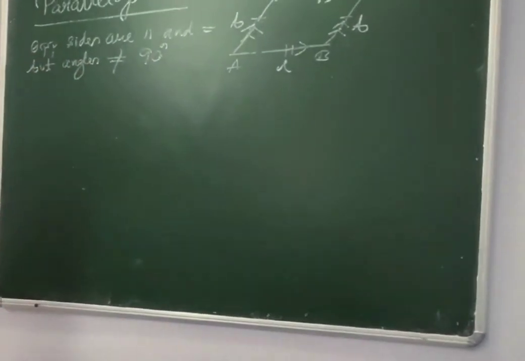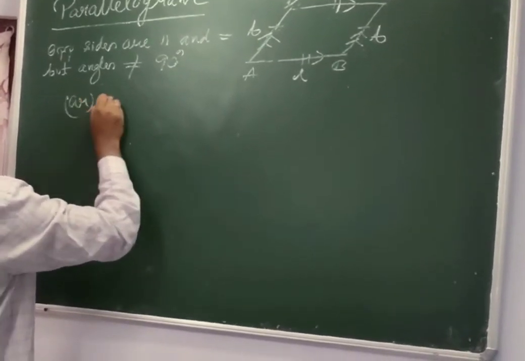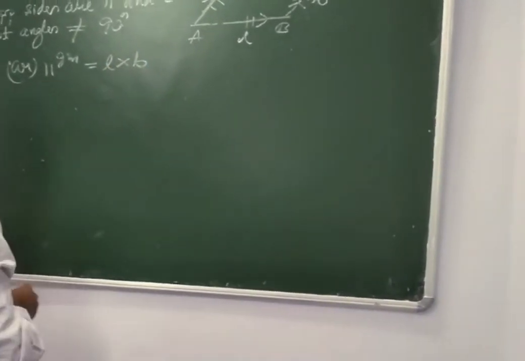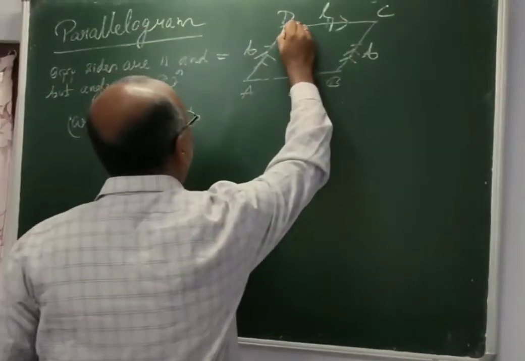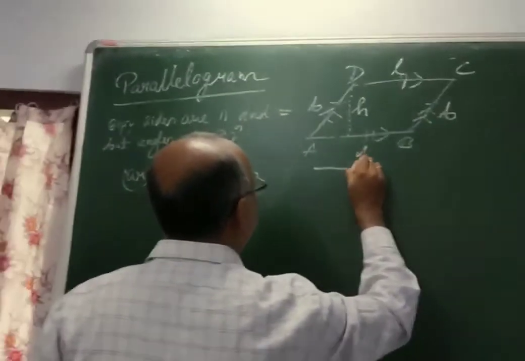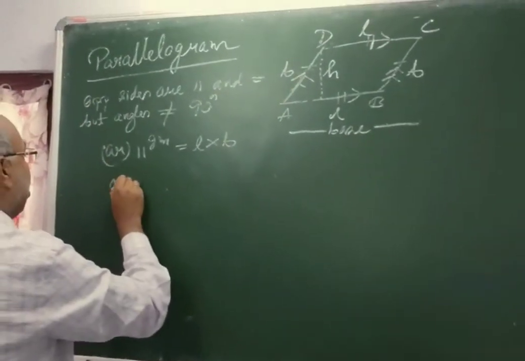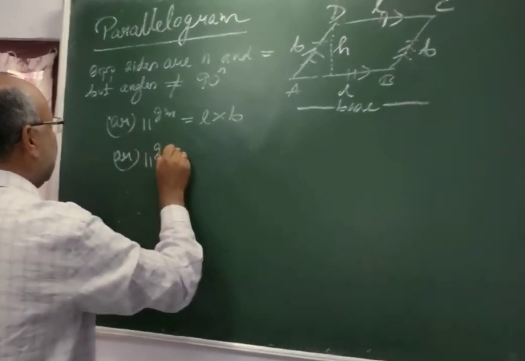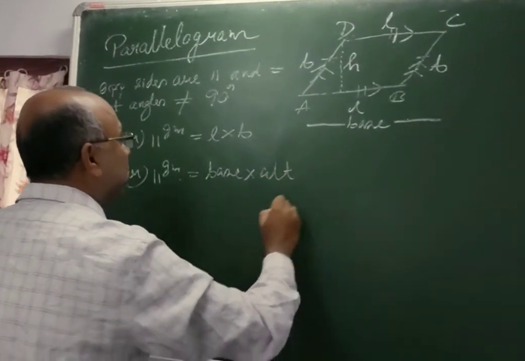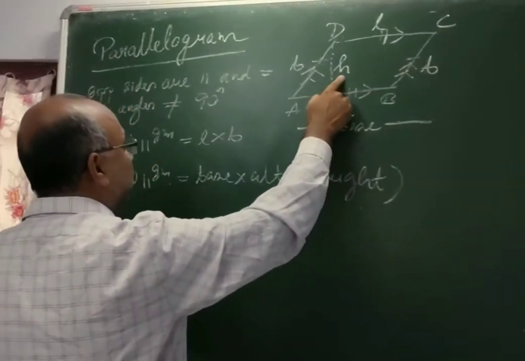Now there are two formulas to find the area of a parallelogram. The first formula is simple: length into breadth. And for the other formula, if we draw the height here, and consider this one as the base, then the area of a parallelogram is base into altitude. Altitude means height, which I have denoted here with h.